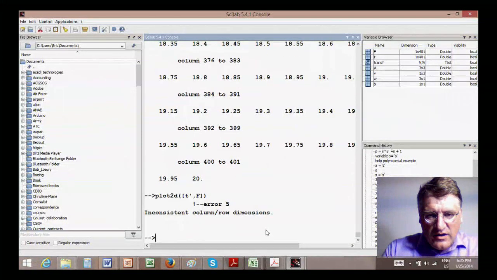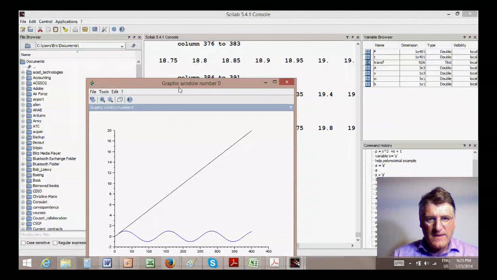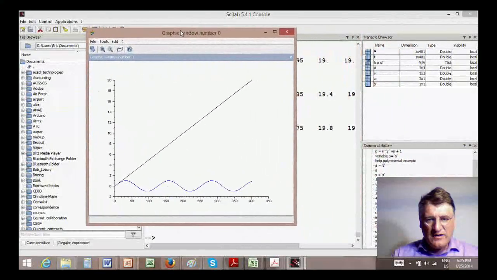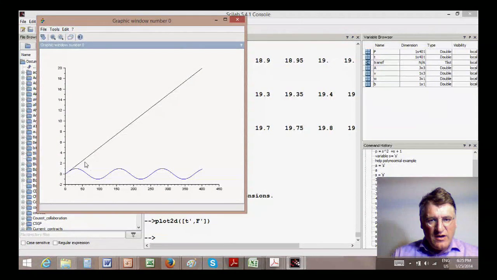Let's see what happens. So we have a problem. Let's say f prime. And here's what shows. What does that mean? Oh, I see. We have t prime, f prime. So this is the number of points involved. And this is just t as a function of t. We just plot t here, which is from 0 to 20. And f looks like a sinusoid.